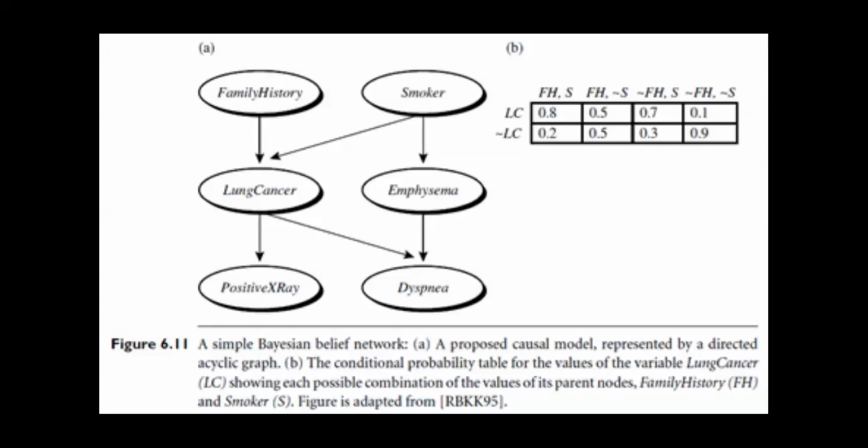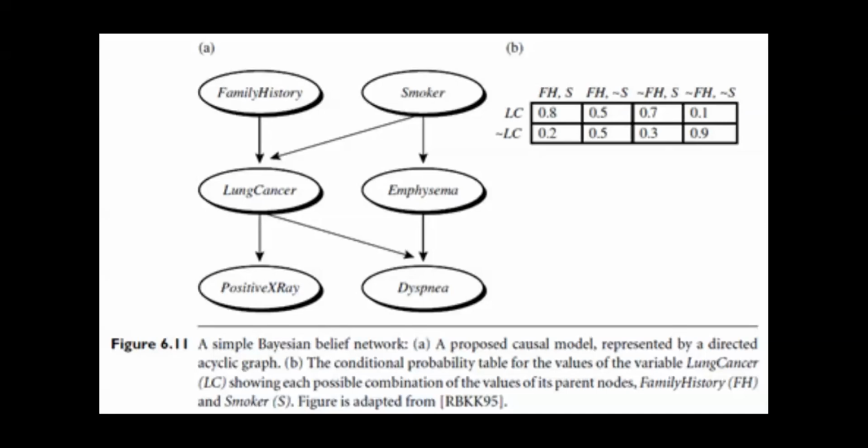Here in the concepts and mechanisms, mainly we have to discuss the Naive Bayesian classifier, which makes the assumption of class conditional independence. That is, given the class label of a tuple, the values of the attributes are assumed to be conditionally independent of one another. For example, see the simple Bayesian belief network diagram. The nodes are family history, smoker, lung cancer, emphysema, positive X-ray, and dyspnea. These are the attributes in the simple Bayesian belief network.